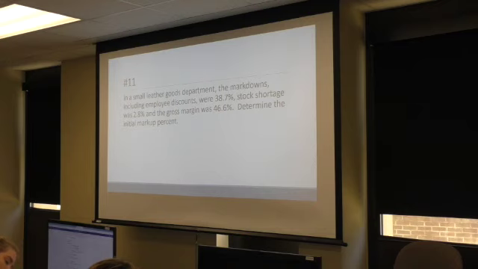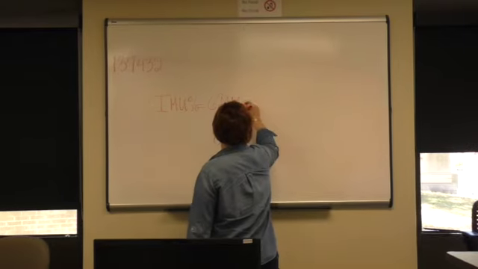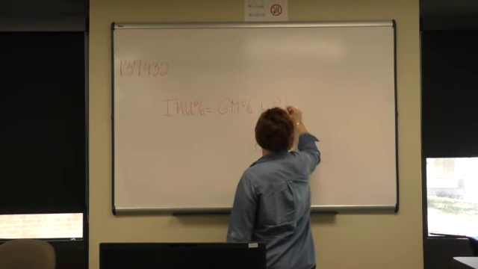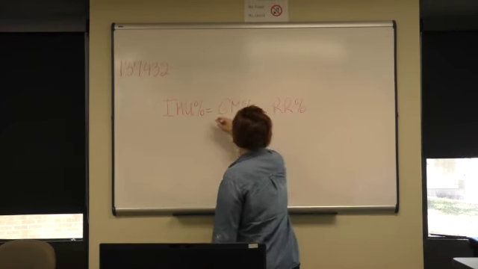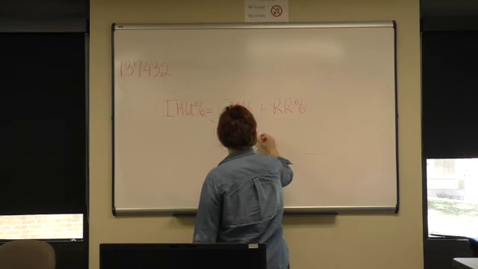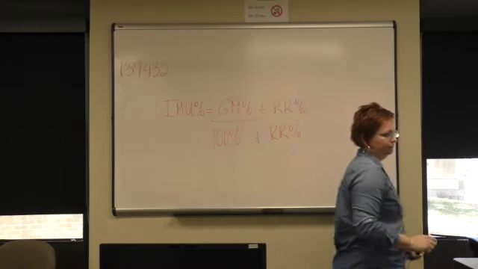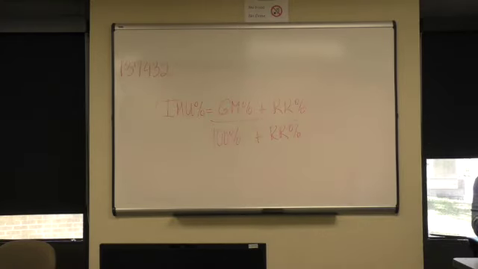Does anybody have the formula that they can give to me for IMU? What's the formula for IMU? Gross margin percent plus retail reductions percent. Gross margin percent plus, I'm just going to say retail reductions percent, RR, divided by? 100% plus retail reductions percent. Okay. There's your formula. All you got to do is plug it in now.